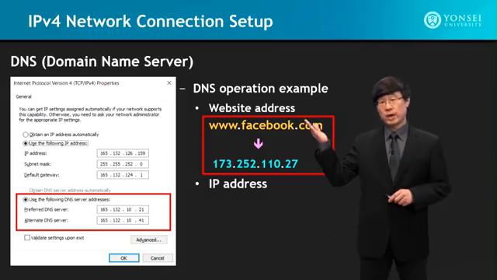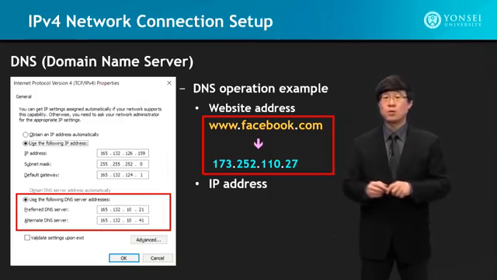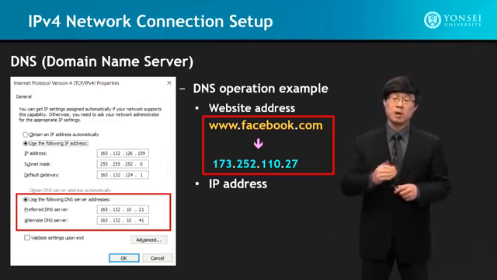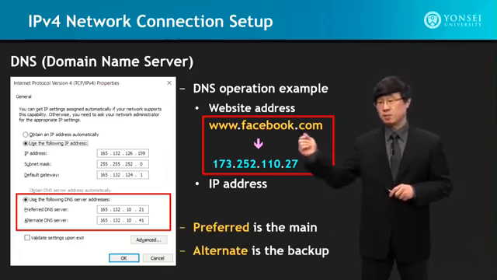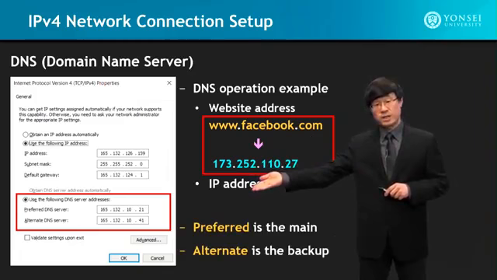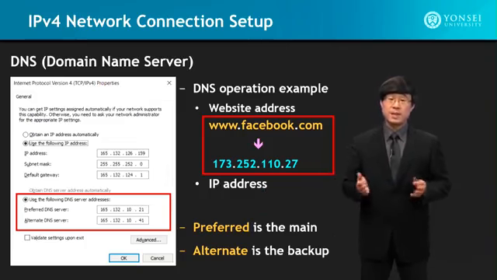DNS operates this way. It converts the www.facebook.com into an IP address. Now, we need the IP address in order to route the packet to the server such that the server can respond back with the information that we want. Now, as I just explained, there is a preferred DNS server which is the main one, and then there's an alternate DNS server, which is the backup one. And these two support your connectivity by changing domain names into IP addresses.